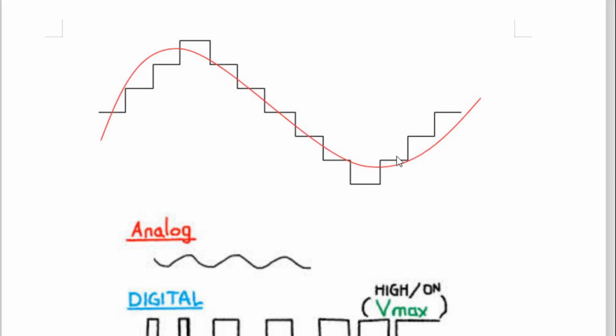The steps represent, number one, the sudden change in the voltage, and number two, the voltage is not varying linearly with respect to time. It is going to remain there for some time. In this way we understand a digital signal and an analog signal.